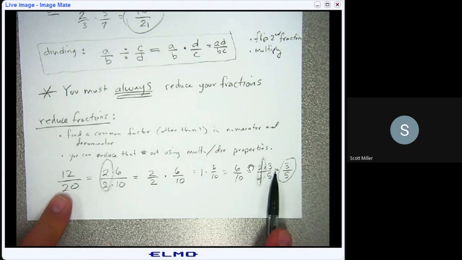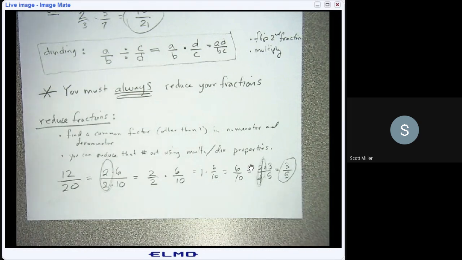All fractions must be reduced. Now, if it's not reduced, in some cases you might be okay. In other cases, I might dock you. If the answer is worth 1 point, you might lose half a point for not having a reduced fraction. Okay, so just make sure you do get in the habit of it. That's where you want to be.